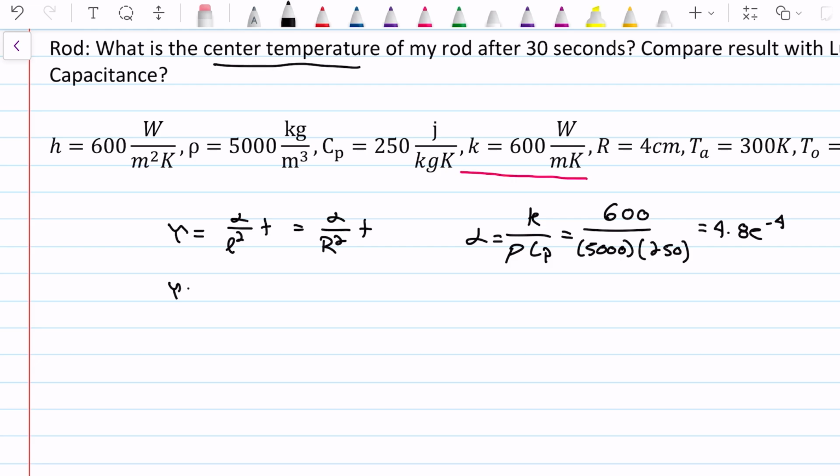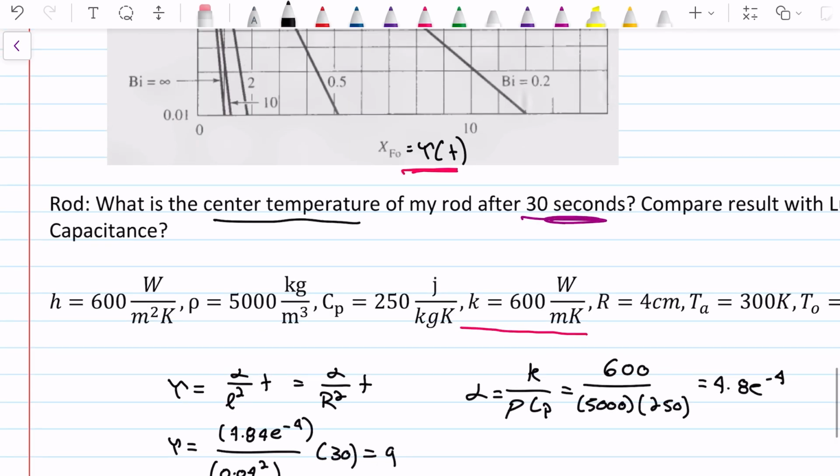So let's go ahead and solve tau now. Alpha we can put in the numerator, over our radius squared, which is going to be 0.04 squared, times our time, which they told us was 30 seconds, and seconds are SI units. So I'm just going to keep everything in SI units, and I'm going to ignore units. Alpha divided by 0.04 squared, times 30 seconds, you get a tau of 9.